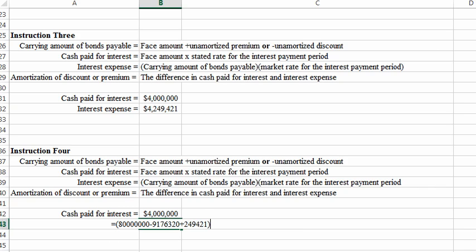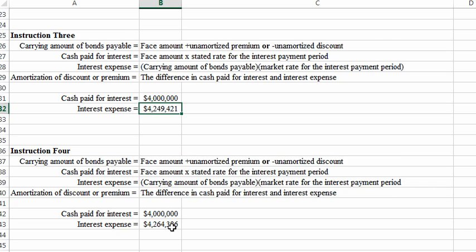Alright, then multiply that number by our market rate of interest for 6 months. Our market rate for the year is 12%. For 6 months would be 6%. So we get interest expense here of $4,264,376. Notice it's gone up slightly because the carrying amount had increased by the amount of discount that we had amortized. So as you go along through this 10-year period, your interest expense will go up slightly each time.